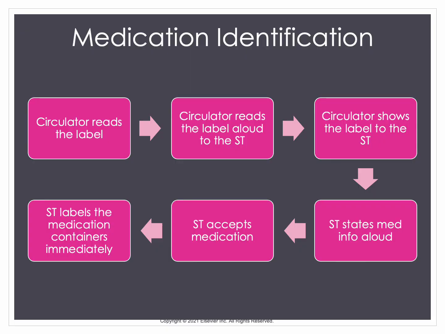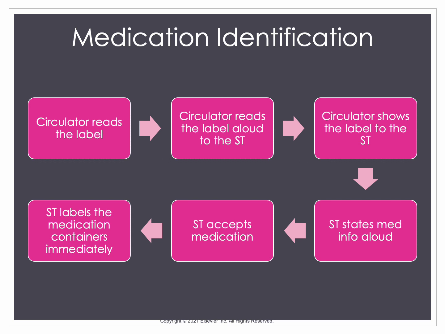Remember the scrub and the circulator that we talked about earlier? They definitely share the responsibility for correctly identifying medications, and the circulator is responsible for the early steps in the process, such as reading the medication's label and reading the label out loud to the scrub tech, which are the first 2 steps in the medication identification process. It does follow a distinct step-by-step process, and you can see that in box 4.3 in your textbook.